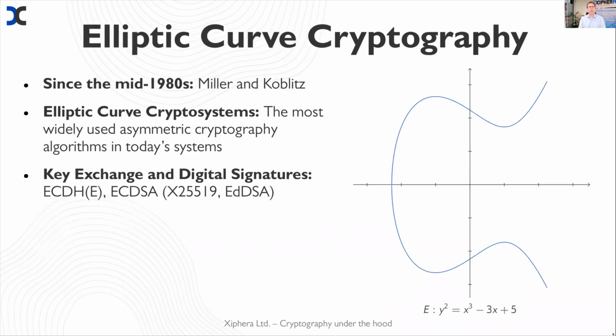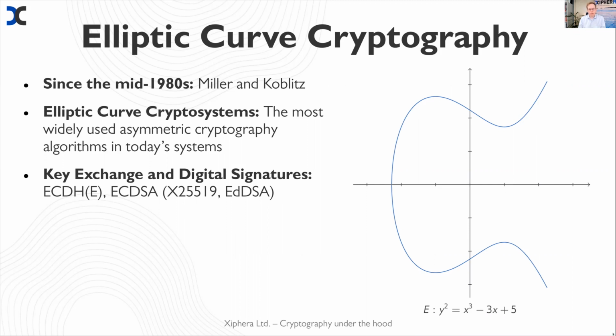Okay, let's now move to the elliptic curve cryptography part. So elliptic curve crypto has been around for a while. It was introduced independently by two American researchers, Victor Miller and Neal Koblitz, in the mid-1980s. Since then, ECC has become very popular because of its efficiency and small key sizes compared to other alternatives, mainly RSA.